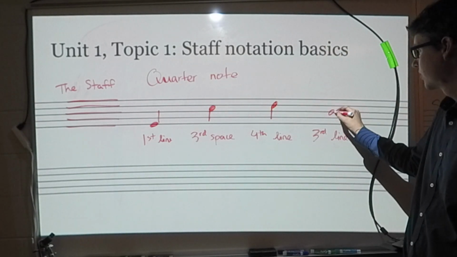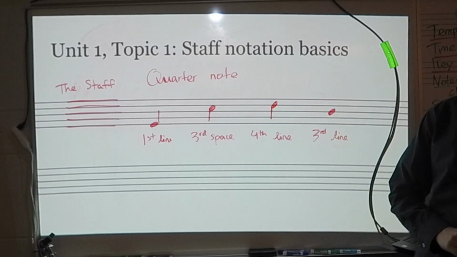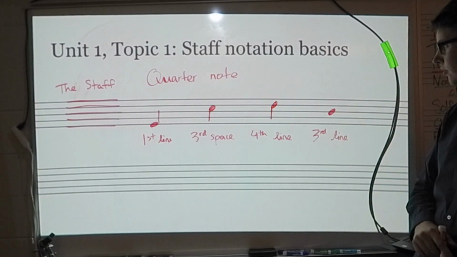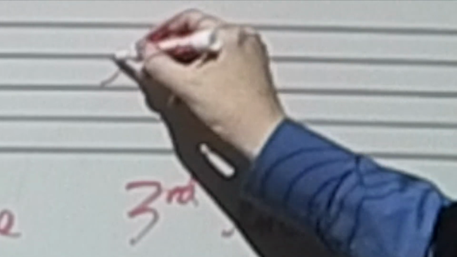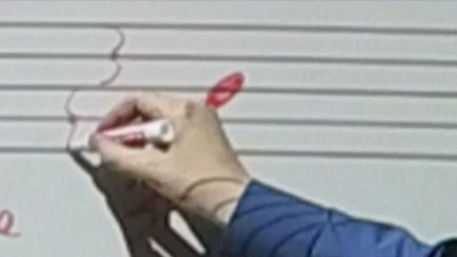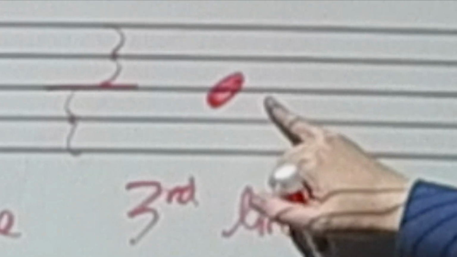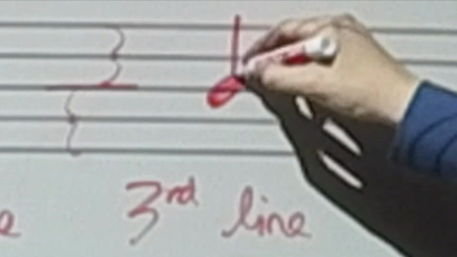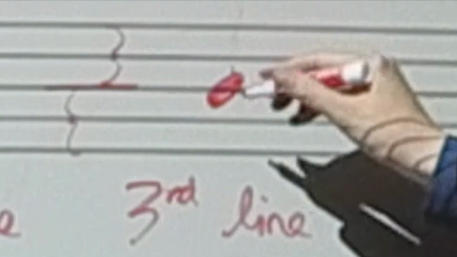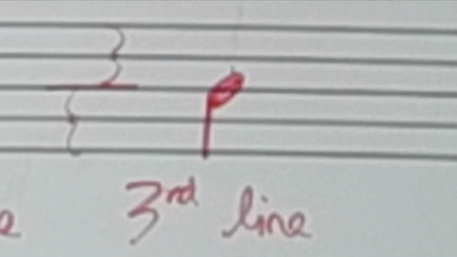3rd line, does the stem go up or down? It's exactly in the middle of the staff, right? This is the top part, this is the bottom part, this is the middle. And so the answer is you get to decide if you want it to go up or if you want it to go down. And that's how to properly draw a quarter note.